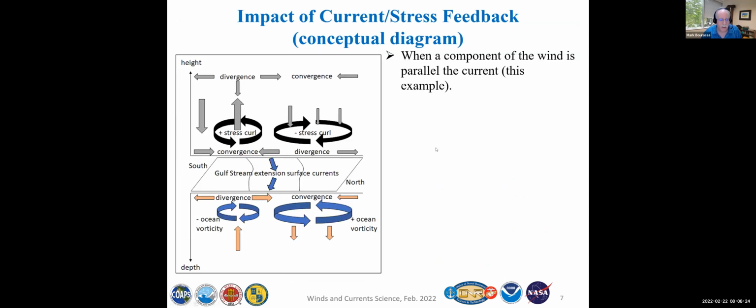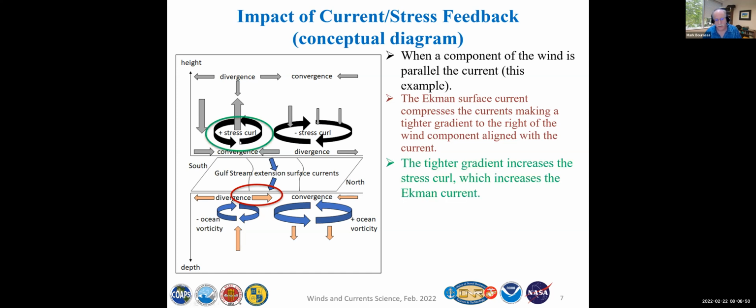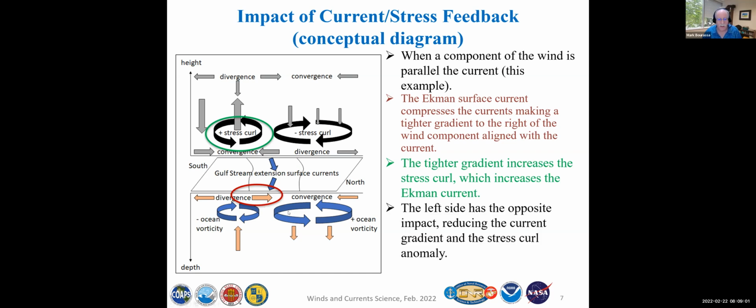So the feedback we get in here, again, this model is having the winds parallel the currents, and we get an Ekman motion from the right of the winds towards the current, and that compresses the current gradient at that point, and because our stress curl is a function of distance, we get the same change in stress over a smaller distance, we get increased curl, and it's a positive feedback. On the left side, you get a small negative feedback.